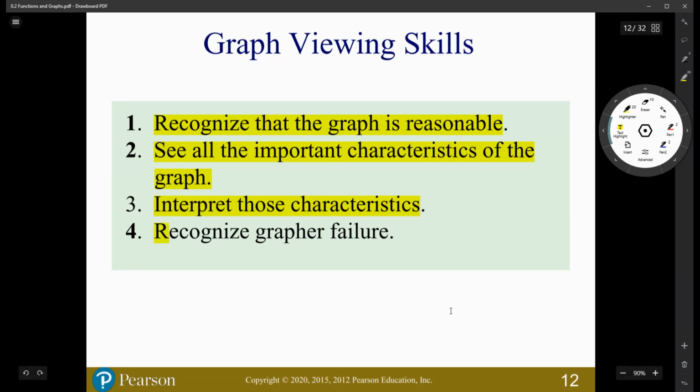And finally, we need to be able to recognize grapher failure. So if we believe that a function's equation should have a reasonable graph, but then we look on our graphing calculator and see something that doesn't seem exactly right, maybe we either have something wrong with our grapher or we've typed something incorrectly to be graphed. So we need to be able to recognize when something like that happens.